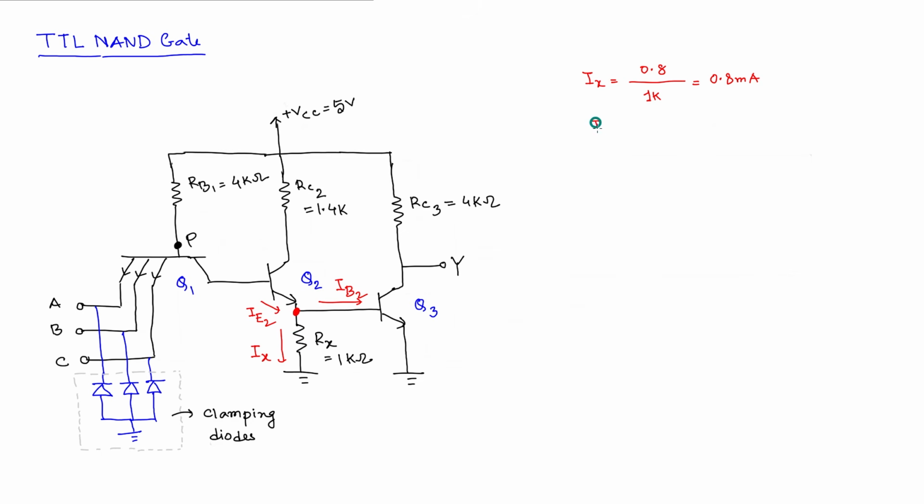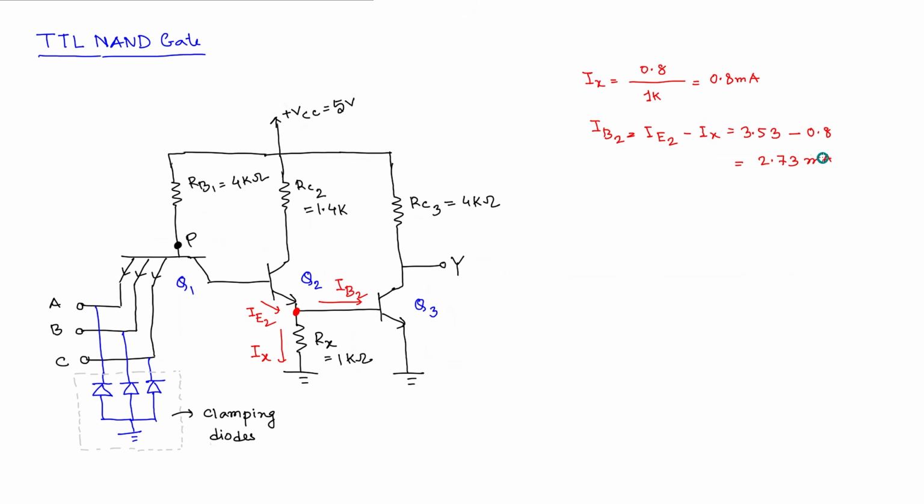So IB2 is equal to IE2 minus Ix. We found out that this IE2 was 3.53 minus Ix 0.8. So we get what? 2.73 milliampere as IB2 current.